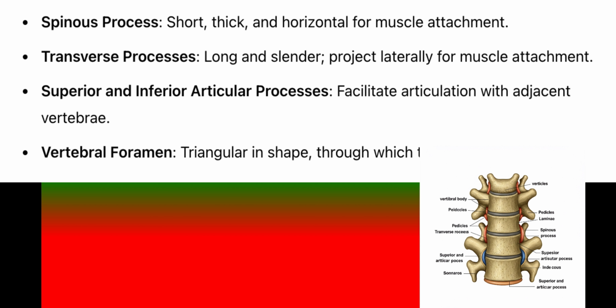Transverse processes: long and slender, project laterally for muscle attachment. Superior and inferior articular processes facilitate articulation with adjacent vertebrae. Vertebral foramen: triangular in shape, through which the spinal cord passes.